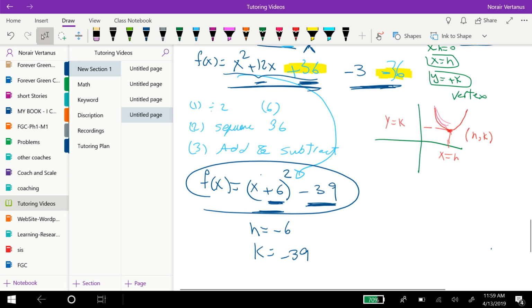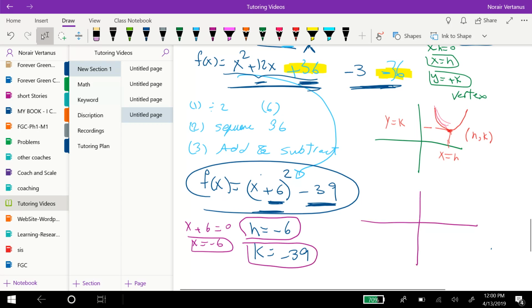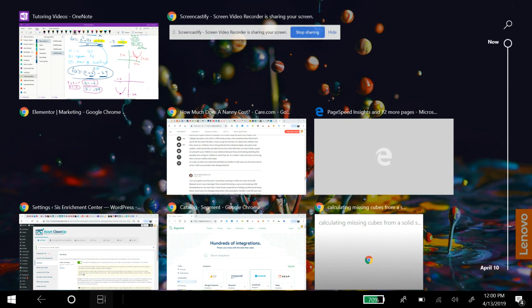That's it. I told you how to find h also: you can do x plus 6 equal to 0, x equal to negative 6. That's basically h. So h equal to negative 6, k equal to negative 39. The vertex of that parabola has x equal to negative 6 and y equal to negative 39, down here, let's say. So the vertex of that parabola is here, and it's a parabola like that. So we just found the vertex. Okay? That's how you do it. All right, we're done with this one.